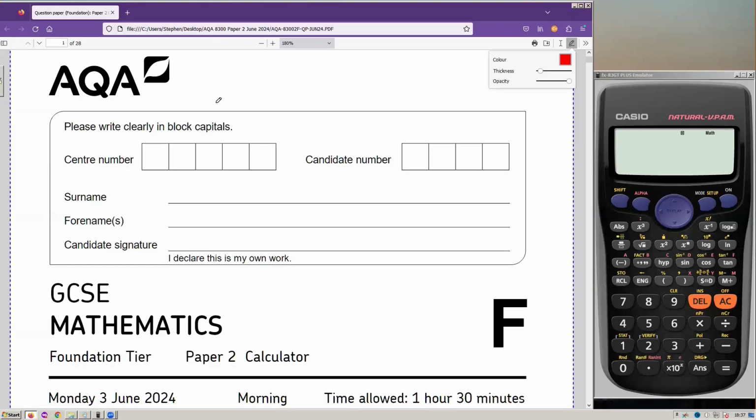Hello everyone, we've got this AQA paper, Foundation Tier, Paper 2 Calculator, and it's from Monday the 3rd of June 2024.